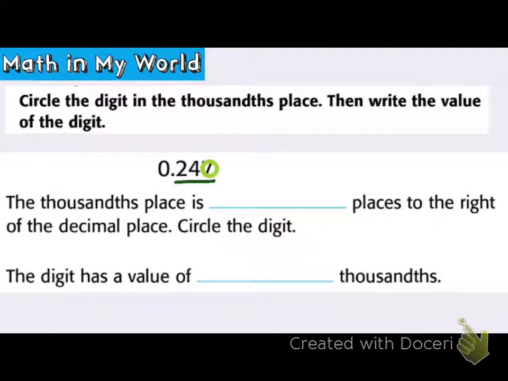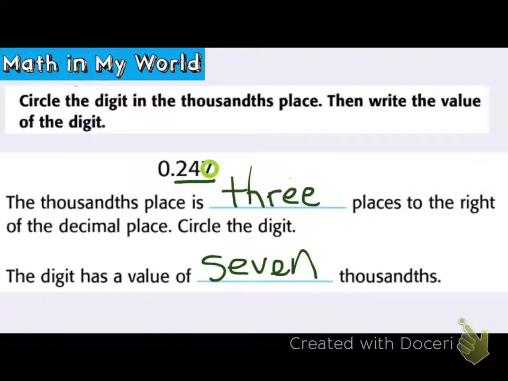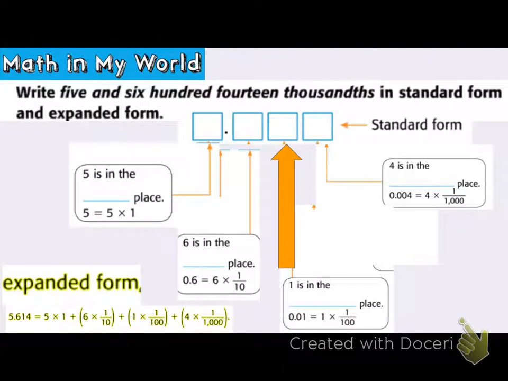The thousands place is 3 places to the right of the decimal. Because it starts with tenths, then it goes hundredths, and finally thousandths, I know that thousandths is 3 places to the right. The digit has the value of 7 thousandths. Okay, and they're asking you about the digit of just the one you circled. I know that I have the right answer because place value tells me the 7 is actually in that thousandths place.